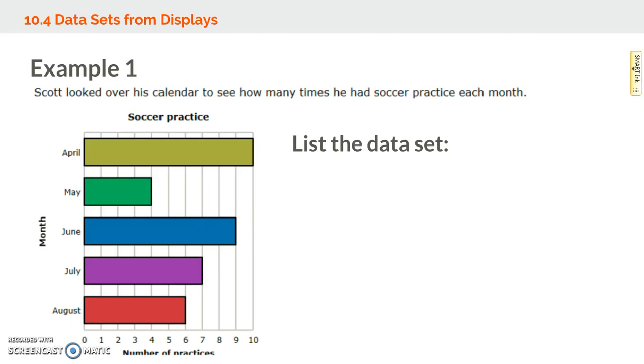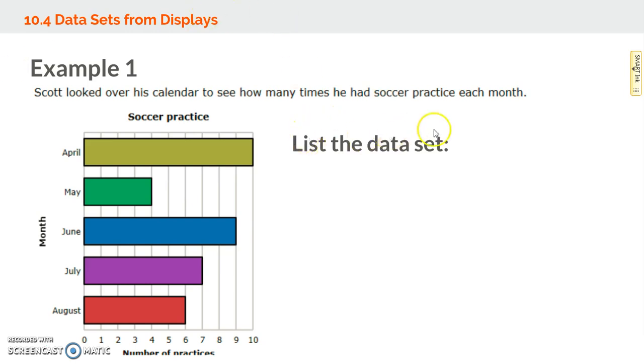Alright, so this is what I need for your notes. I'm not going to ask that you write down, or copy, I should say, this soccer practice bar graph. However, here I do need you to put next to example 1, and I want you to list this data set so that I know that you saw it and you're taking a look at it. So let's just walk through this bar graph though. So we have Scott here, and Scott looked over his calendar to see how many times he had a soccer practice each month. So we have the month of April, May, June, July, and August, and then on the bottom is the number of practices that were held in each month.